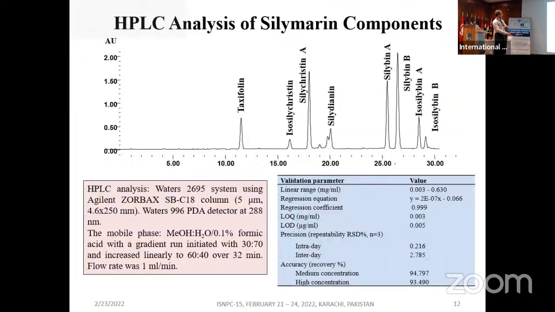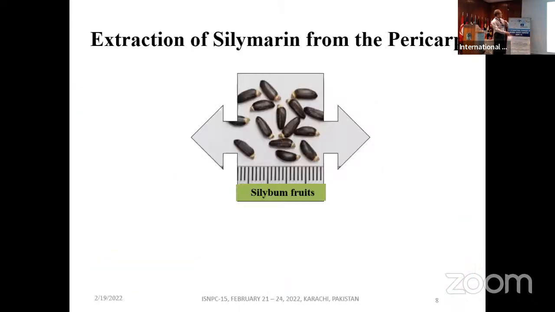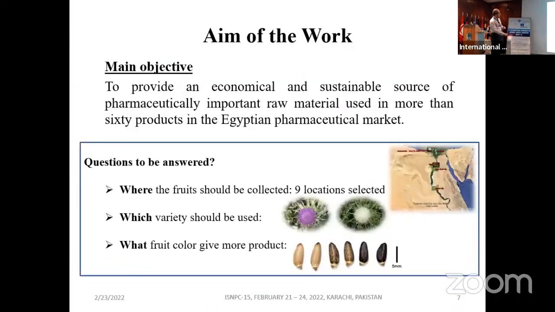We began the work actually to try to answer your question here. To try to find an economical and sustainable source to obtain the raw material. The real problem here was to find a method of extraction which can give silimarine or flavonolignans in a yield of almost 65 to 80%. So this was the real problem challenging most of the pharmaceutical companies.